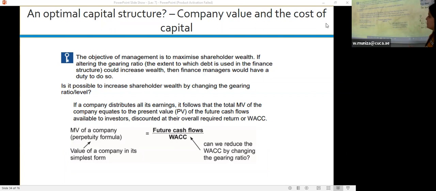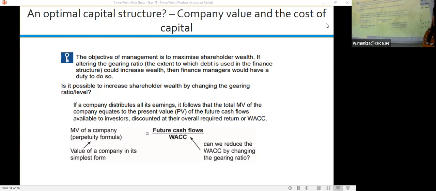If a company distributes all its earnings, it follows that the total market value of the company equates to the present value of the future cash flows available to the investor. If the company is distributing all of its earnings, then what happens? The total market value of the company is equal to the present value of its future dividends. What is the return for the investors? It's dividend. So if it is distributing all of its earnings as dividend, then the current market value of the company must be equal to the present value of all the dividends it is going to share, discounted at the overall required rate of return, or WACC. But which required rate of return must be used, because with the passage of time, maybe the gearing ratio or the capital ratio is going to be increased or decreased?